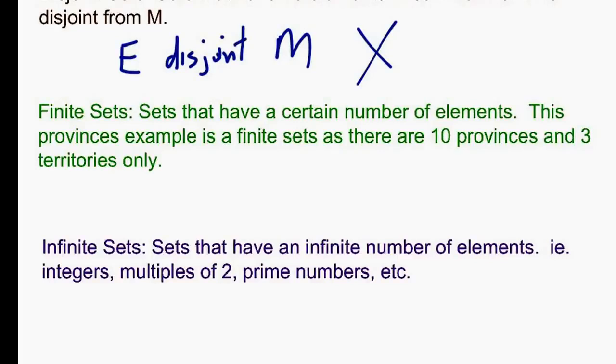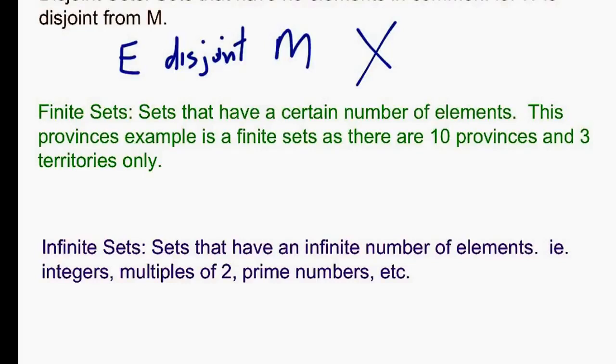Okay? And the last two that are pretty easy to understand are just finite sets and infinite sets. So a finite set would be any kind of set that has only a certain number of elements. So for example, our province example that we're doing here, we have 10 provinces and 3 territories, and that's it. There's nothing else. So that would be a finite set. An infinite set are ones that go on to infinity. So if I said list all of our integers, so that would be 1, 2, 3, 4, 5, 6, 7 up to infinity, and also 0, -1, -2, -3 to negative infinity, so that would go on and on forever. So an infinite set has no ending.